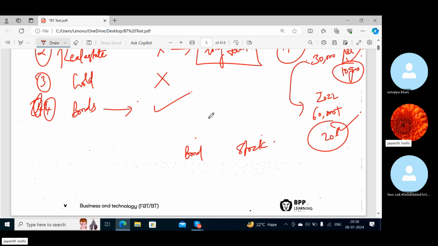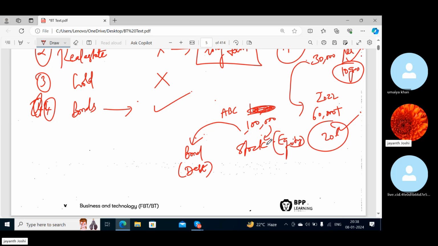Very good. See, let's say there is a company, ABC company. It requires 1 lakh rupees as capital. Okay. It can opt for two options. Either it can raise this capital in form of bonds or debt. Bond is nothing but debt. Or it can raise the money in form of equity. Stock is nothing but equity.